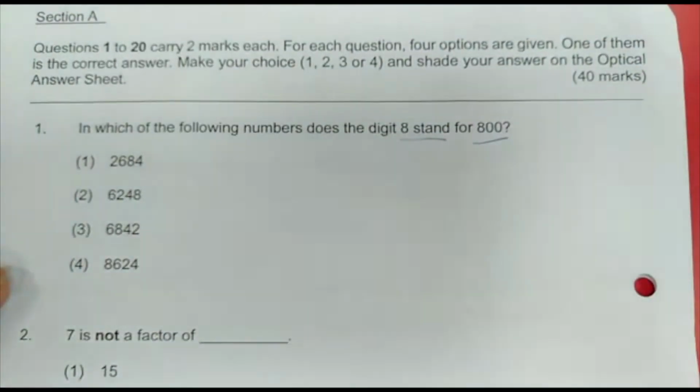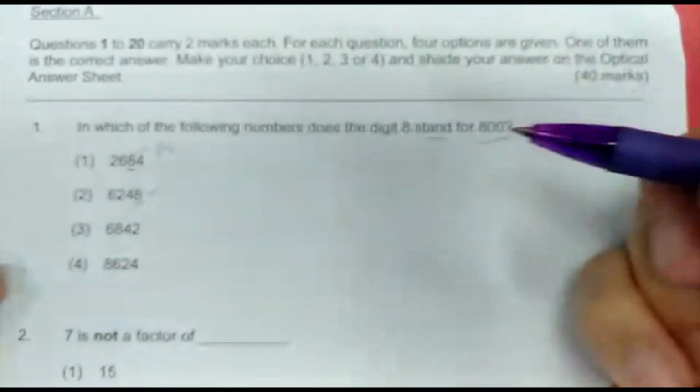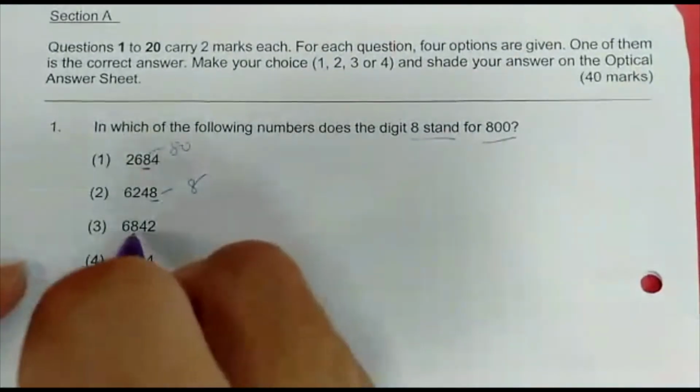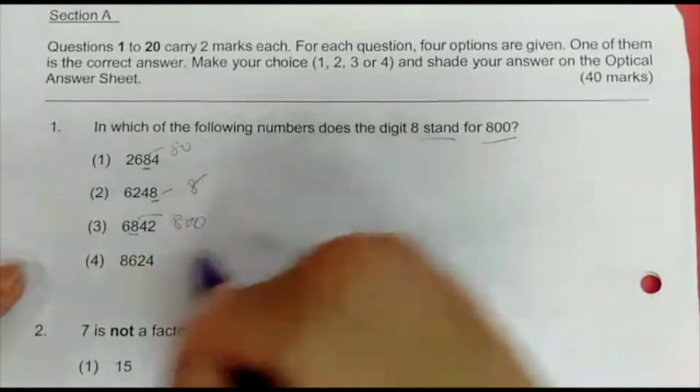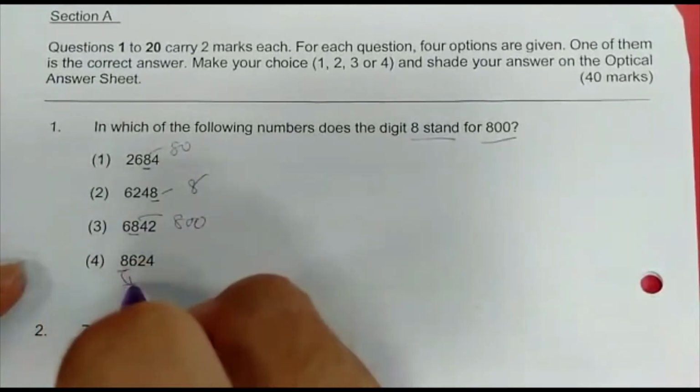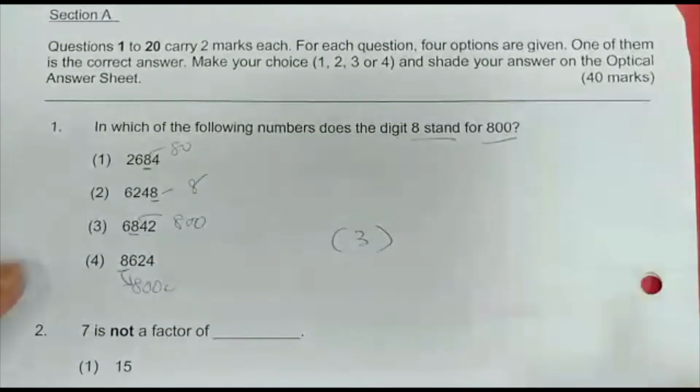800. So stand for means what's that? What's the value of 8? So the value of 8 here is actually 80. The value of 8 here is just 8. Now the value of 8 here will be of course 800, and that would be the answer. The value of 8 here, this 8 stands for 8,000. So the answer for this is 3.